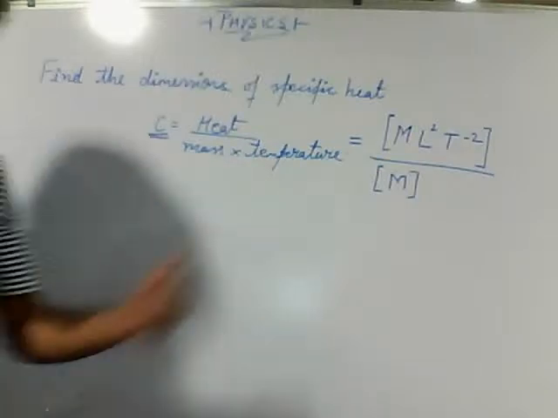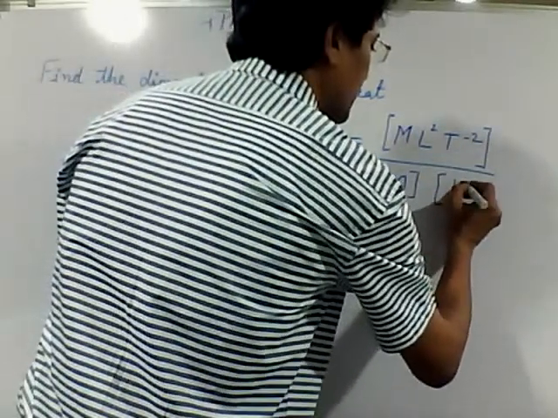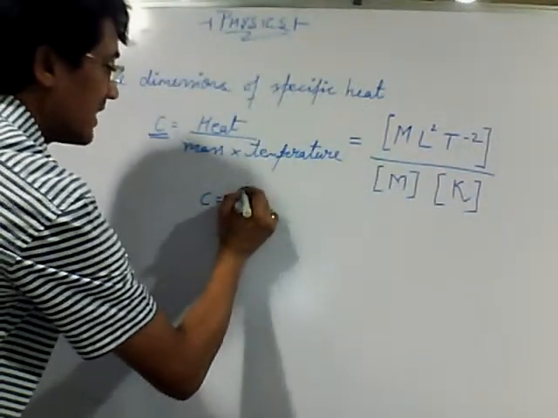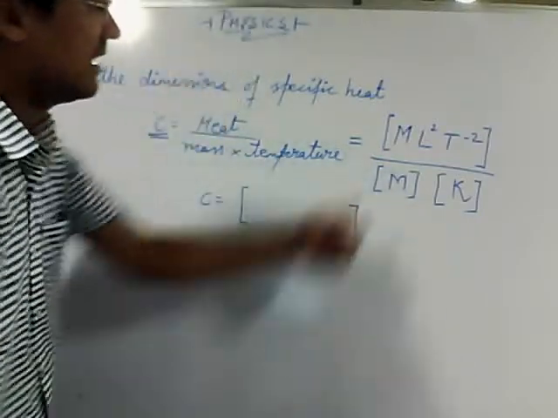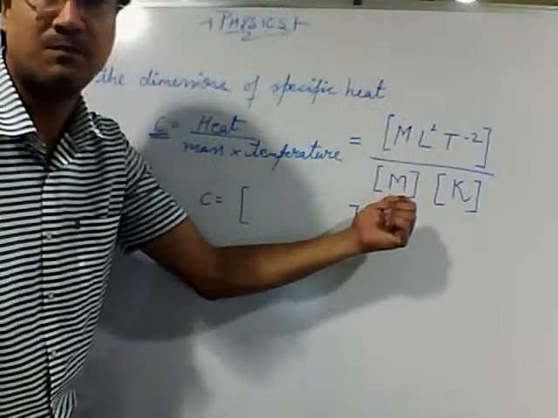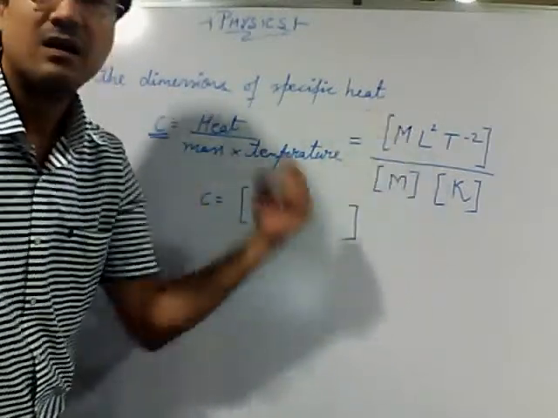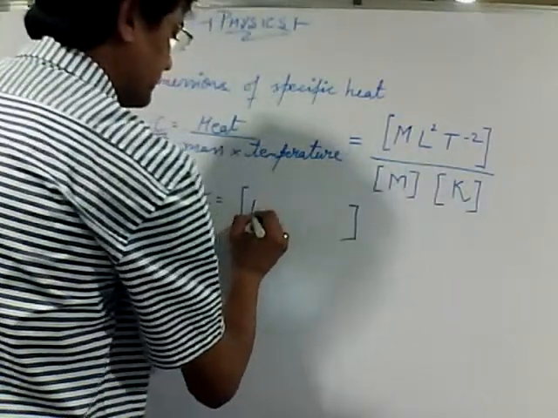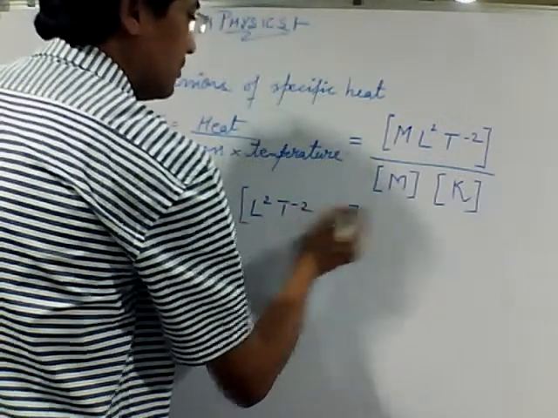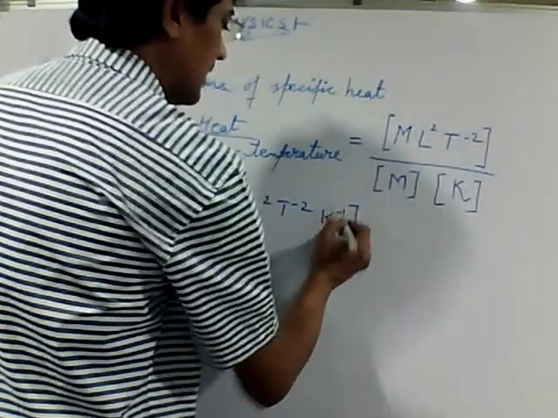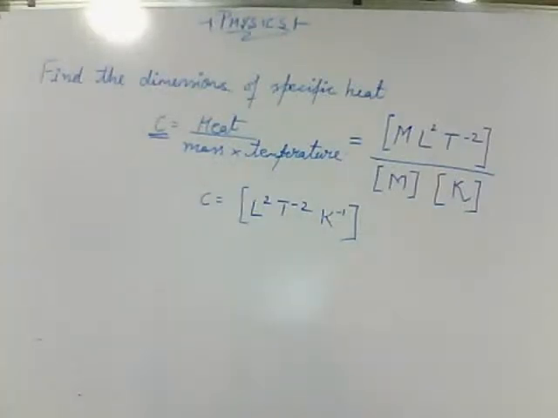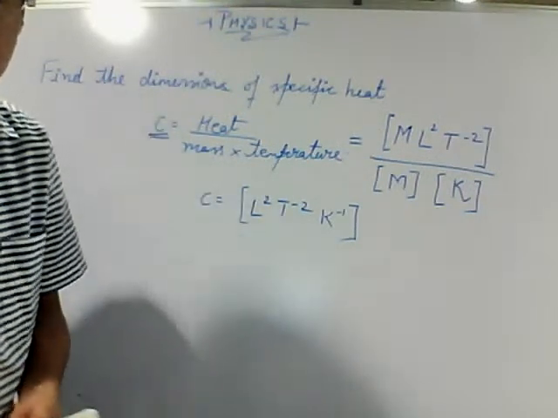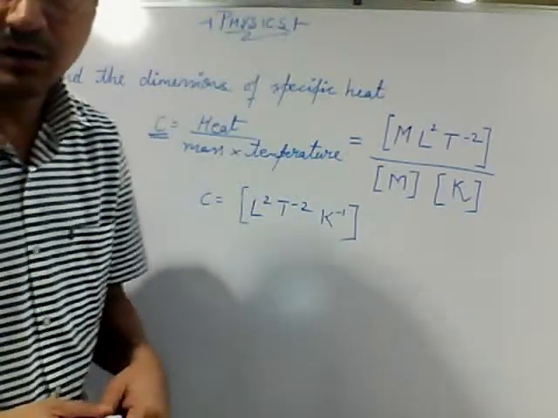What is the dimension of temperature? Kelvin, K. So what will be the dimensions of specific heat? Now, M power 1, if it goes down, would be M power minus 1, so total M power 0. Anything to the power of 0 is 1, so we don't need to include that. So we have L^2 T^-2, and K again goes into the denominator, so K power minus 1. I hope this part is clear to all of you.